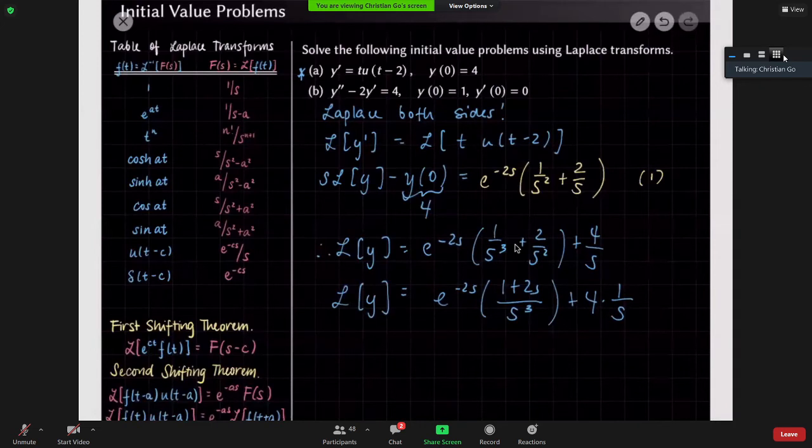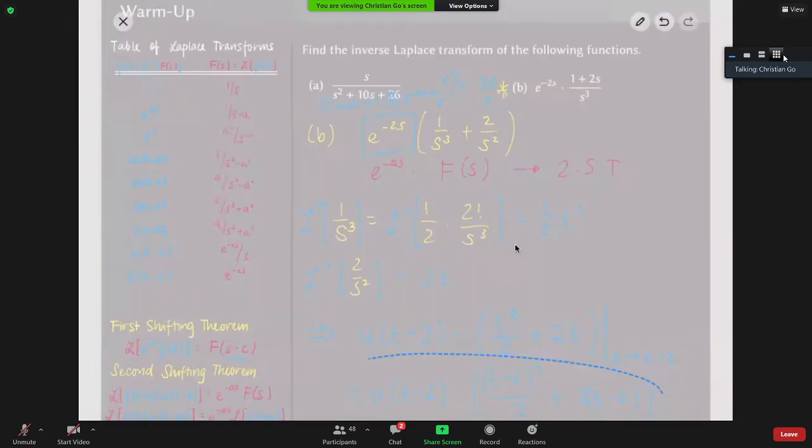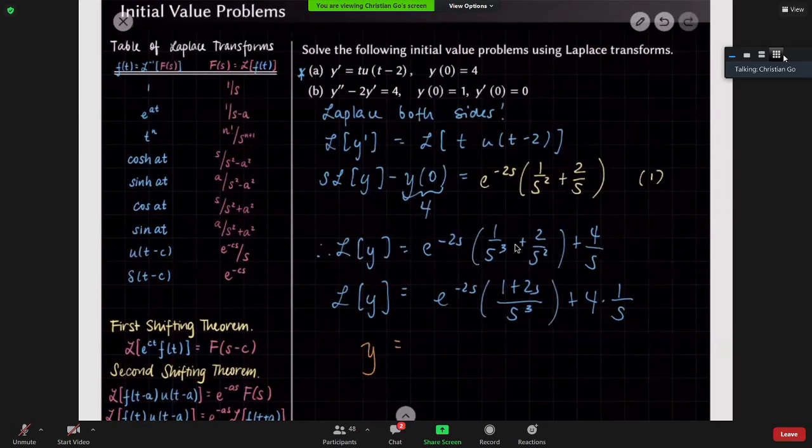So what does that tell me about the original function y? I just inverse Laplace the entire thing. E to the minus 2s times (1 plus 2s) over s cubed, I think we've done in the previous page. Yeah, we've done it, so I can already plug that in. My first term is just going to be t squared over 2 minus 2 times the unit step u(t minus 2), plus 4 times 1 over s, which is just going to be 4, because the inverse of 1 over s is 1. And this is my particular solution to the initial value problem.